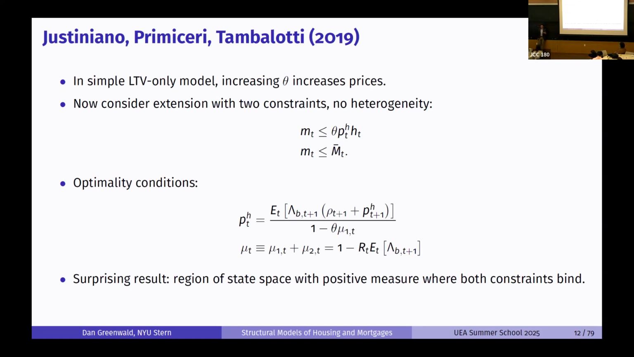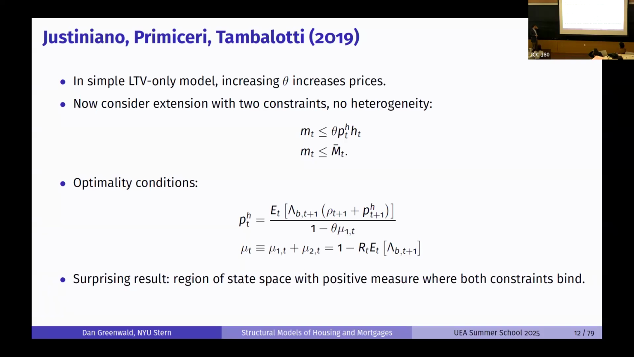Basically we saw that in a simple model with only LTV limits, if you increase theta, you're going to increase the price. So now let's consider an extension with 2 constraints and no heterogeneity. We incorporate the LTV constraint I showed you before, pH is just P. And then I'm going to add a second constraint that says a borrower just can't borrow more than some limit, M bar. It just doesn't depend on the amount of housing you buy.